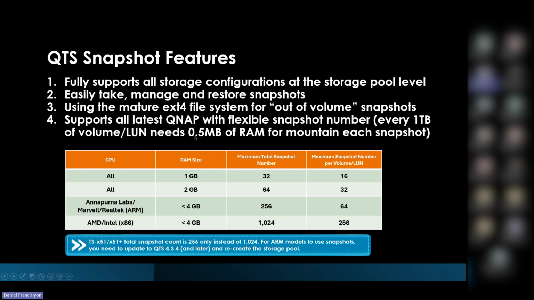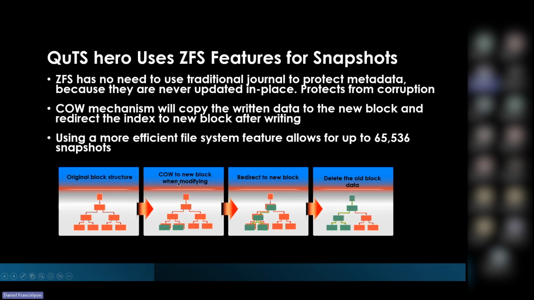So to talk about QTS versus QuTS hero, on QTS, if you have an x86 processor and at least 4 gigs of RAM, you can do up to 256 snapshots per volume, up to 1024 per NAS. On ARM, you can do up to 64 per volume, 256 per NAS if you have enough RAM, and with less RAM, it's fewer snapshots. But you can see QTS is more limited in how many snapshots you can take. But on Hero, you can do a lot more snapshots, more than 65,000.